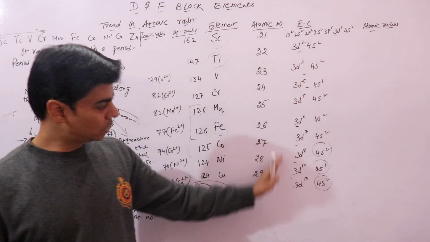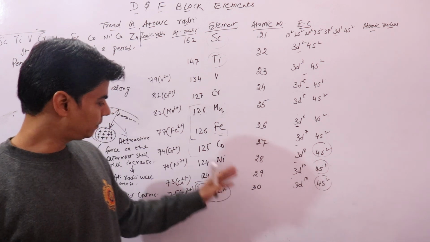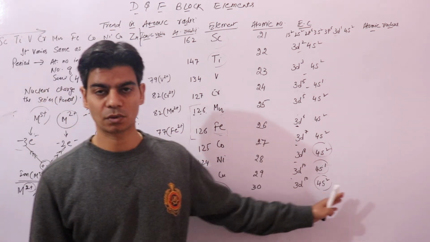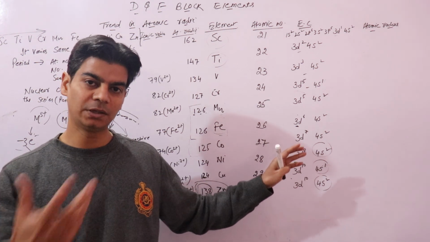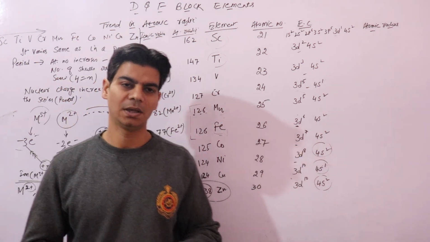Just be good with the electronic configuration, because everything that has been explained is based on the electronic configuration, right? And these d electrons are something different in the case of these D block elements. I hope this is clear.